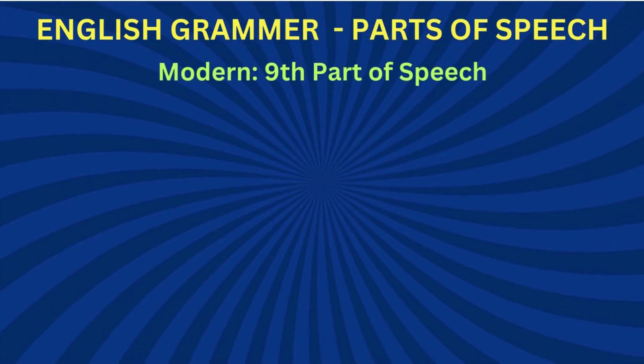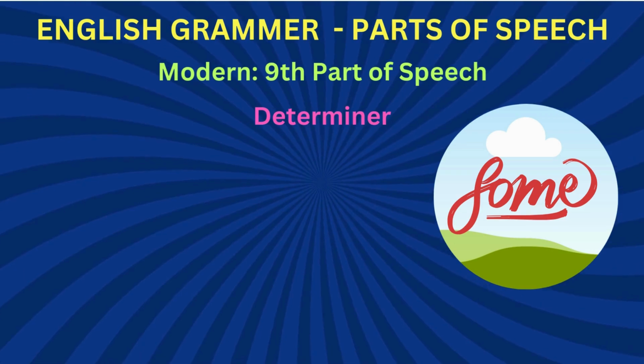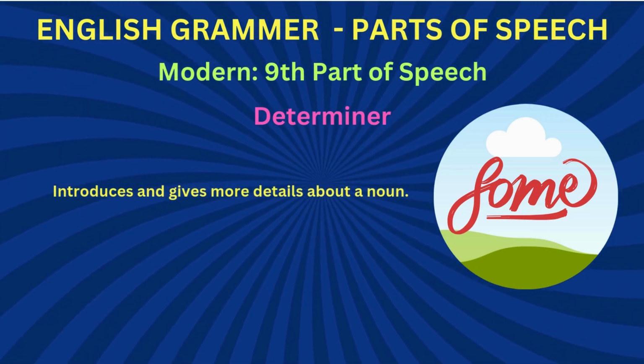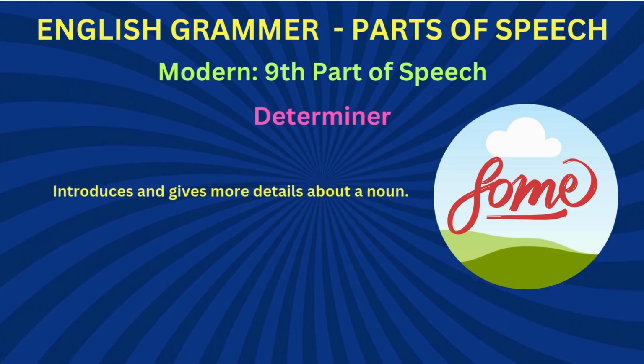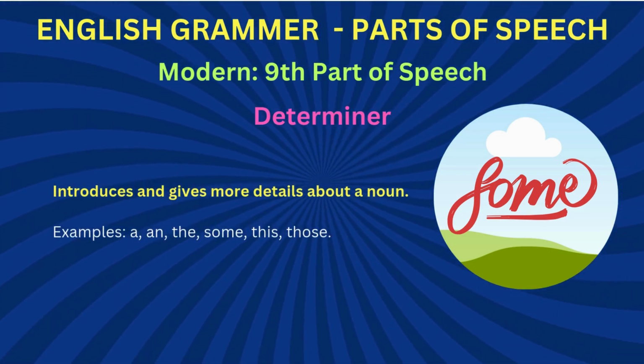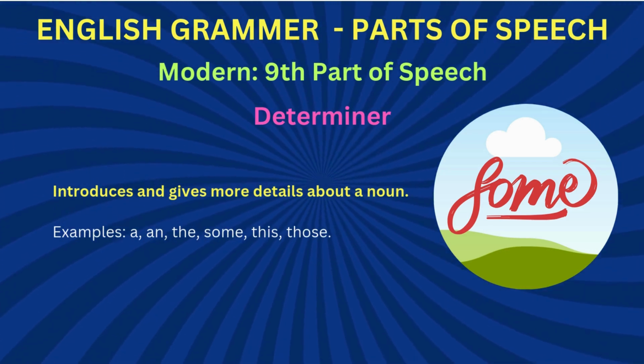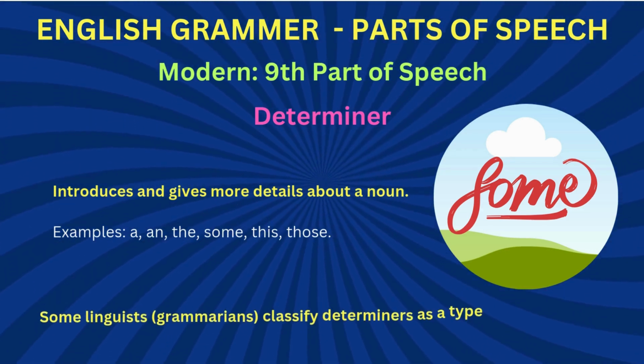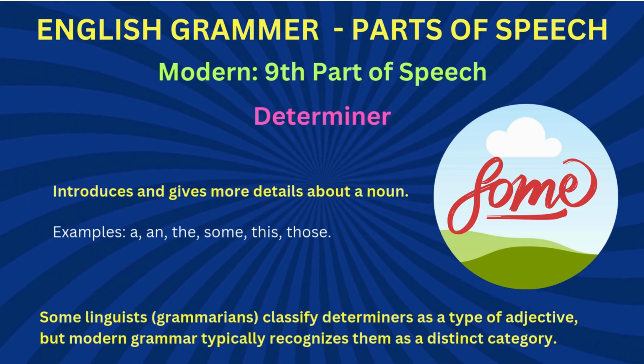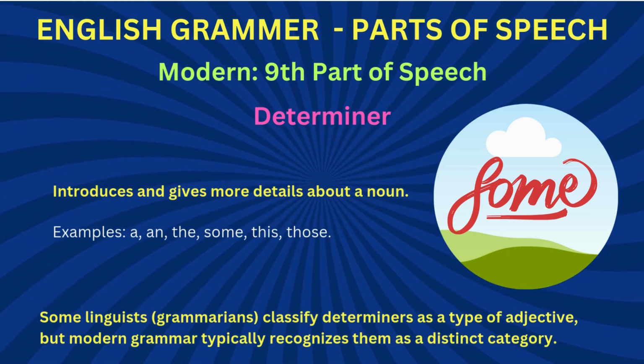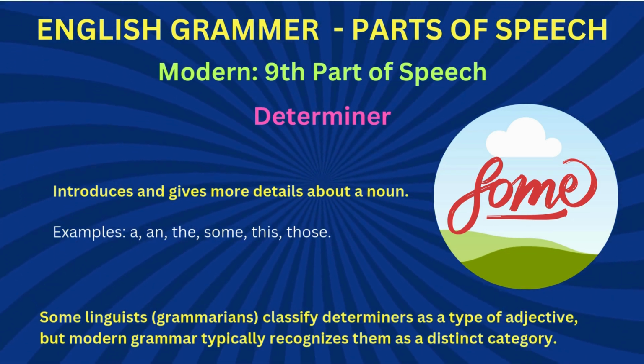Modern 9th part of speech. Determiner. Introduces and gives more details about a noun. Examples: a, an, they, some, this, those. Some linguists, grammarians, classify determiners as a type of adjective, but modern grammar typically recognizes them as a distinct category.